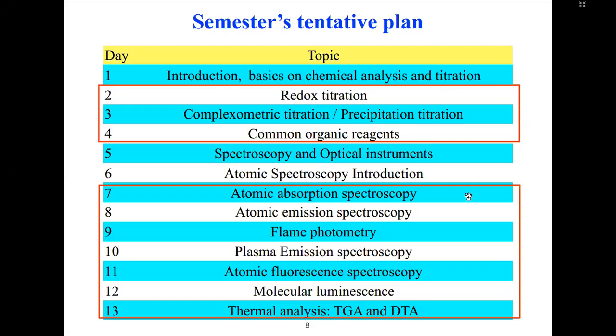So this is our fourth lecture. In our first lecture, we did the introduction and basics on chemical analysis and titration. In our second lecture, we discussed the redox titration and redox indicators as well. In our third lecture, we discussed complexometric titration and precipitation titration, and the reagents and indicators, complexometry indicators and adsorption indicators. And today in our fourth lecture, we'll be discussing common organic reagents.